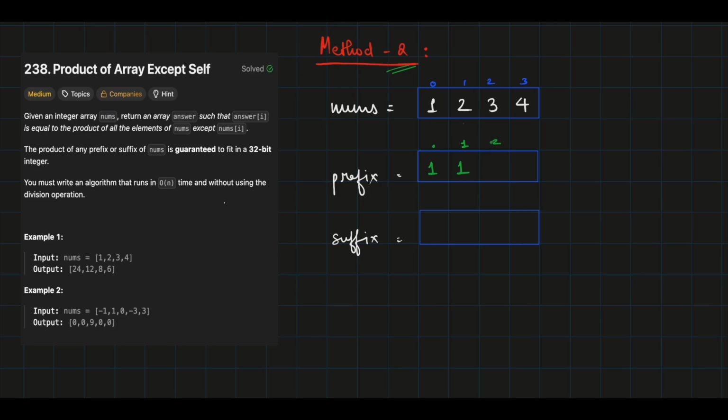So moving forward to the second index, what we do is we multiply the prefix of the index minus 1 and the nums of the index minus 1. So we'll be multiplying 2 by 1, that will be 2. Like that, if we are standing at the third index, then the product of all the elements before the third index is 1 multiplied by 2, which is 2, at the second index. Same goes for the third index. So we will multiply 2 with 3. So 3 multiplied by 2 is 6.